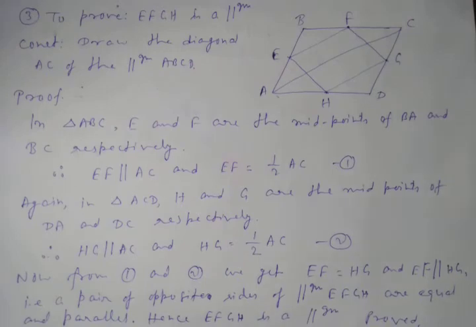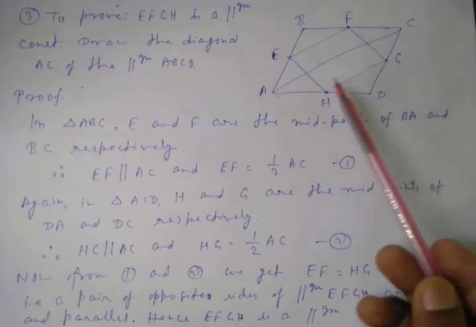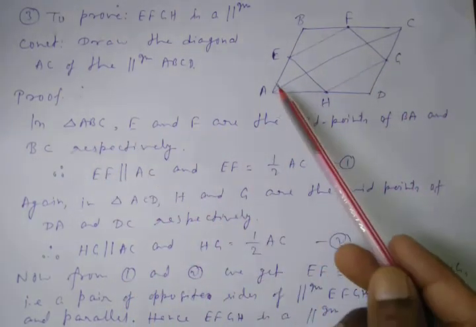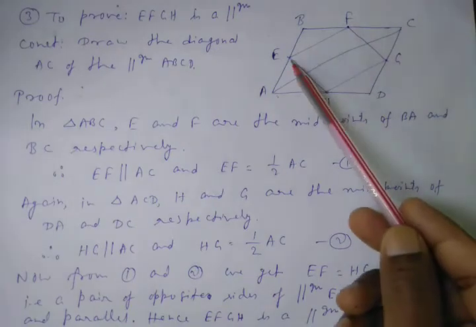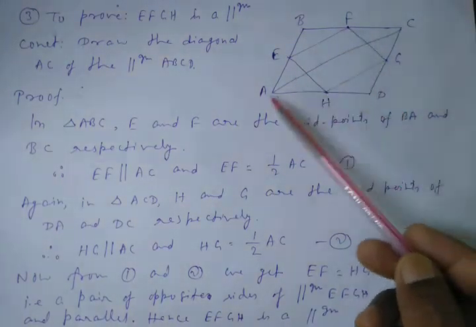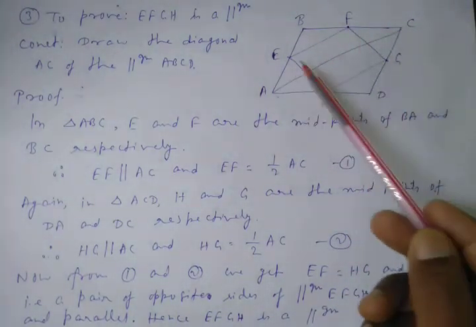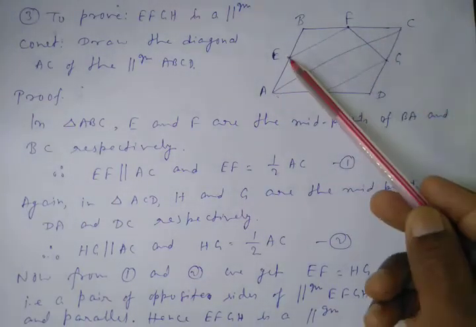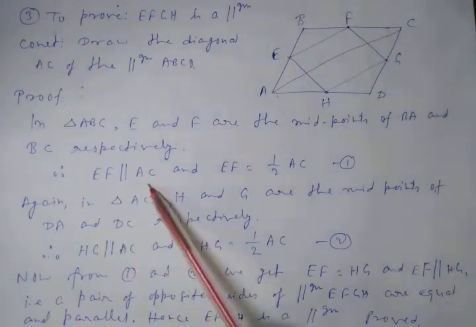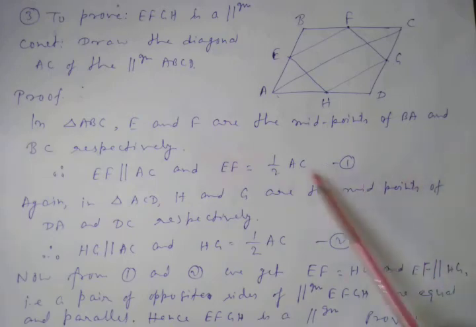Everything is visible in one frame. So now again we will use the midpoint theorem. In triangle ABC, E and F are the midpoints of AB and BC, and therefore EF is parallel to AC and EF is equal to half AC. EF parallel to AC and EF equal to half AC, number 1.